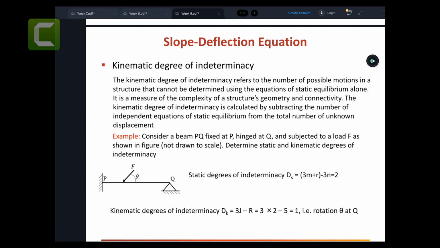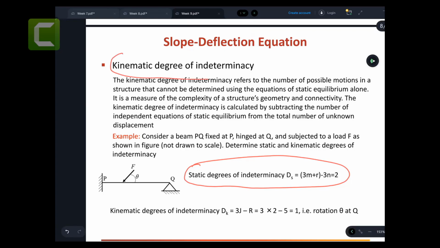Now, last week we did something similar, which is the static degree of indeterminacy. You remember this one, right? The static degree of indeterminacy, DS, which is 3m plus r minus 3j. Now I would like to introduce a new terminology, which is the kinematic degree of indeterminacy. What is the kinematic degree of indeterminacy?